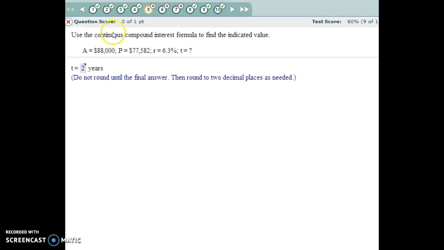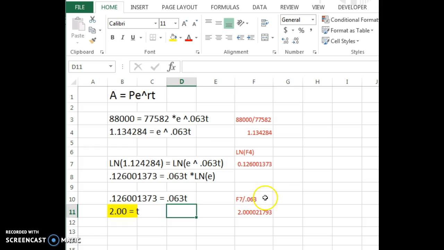For number 5, we have continuously compounded interest, and we're missing the value of t for time. So let's look at how all these numbers fit into the formula. Here it is for continuously compounded interest. The amount in the bank is the principal times the number e raised to the exponent of the interest rate times the time.